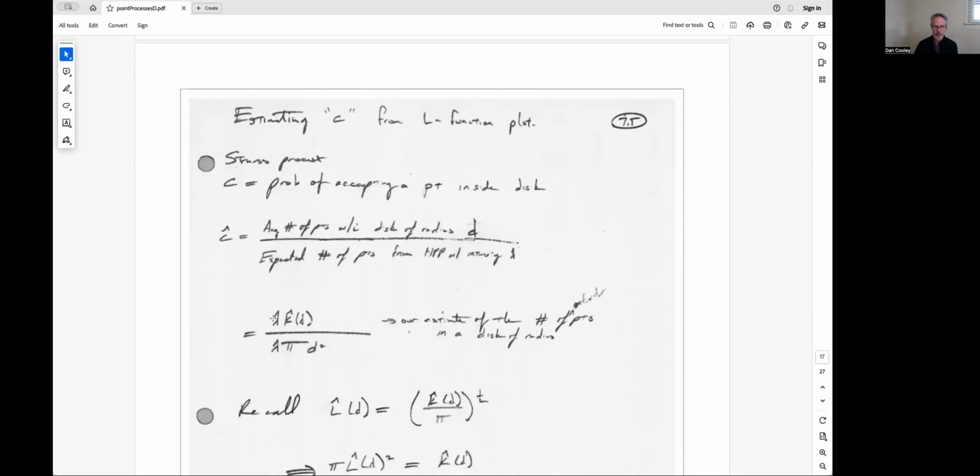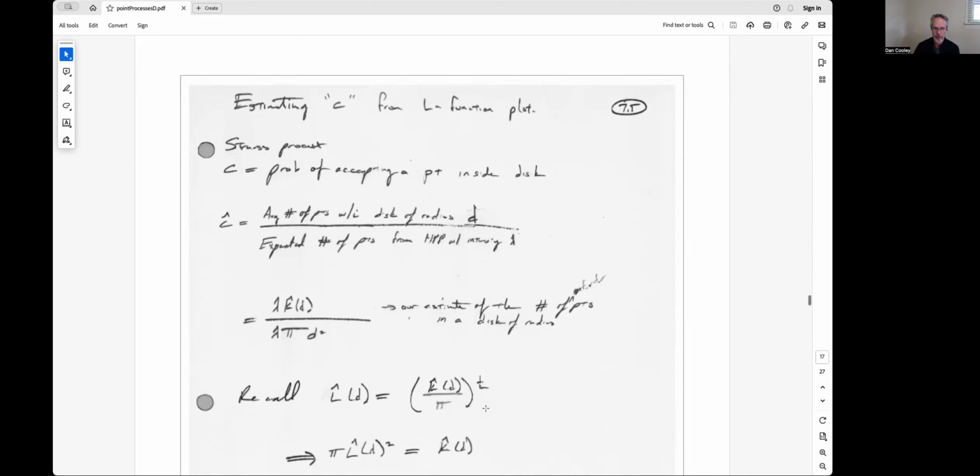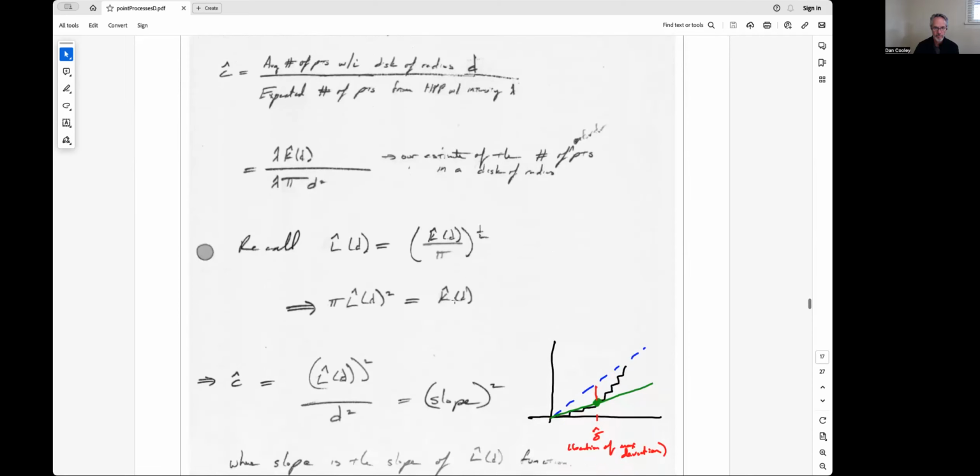To do it with the L function, what we're going to do is replace this K hat with L hat using our conversion from before. The pi is taken out in our jump from K to L, and so pi times L squared equals K. So we can replace this with pi times L squared, the pi's cancel, and our estimate for C is going to be the value of our L function at our radius of distance squared divided by d squared, which comes from here.